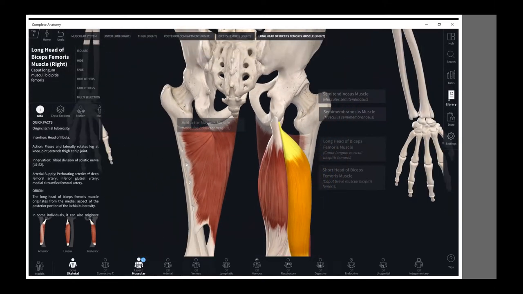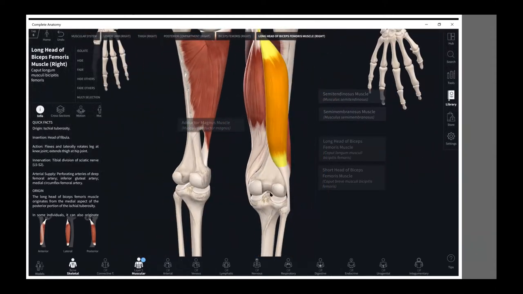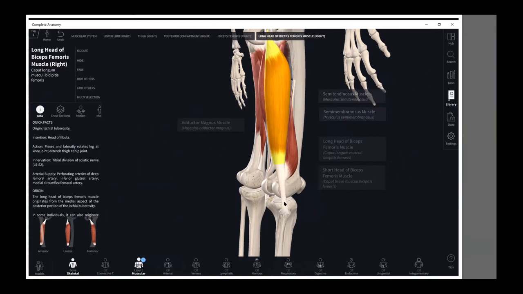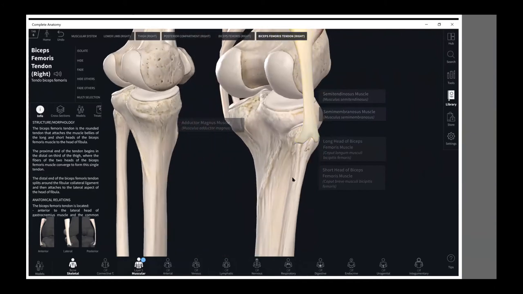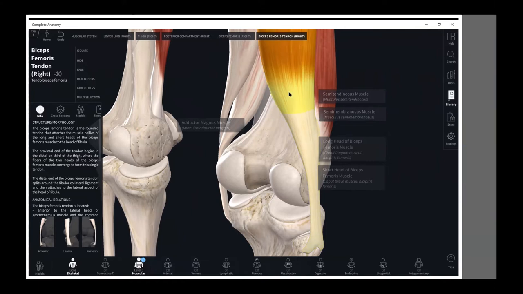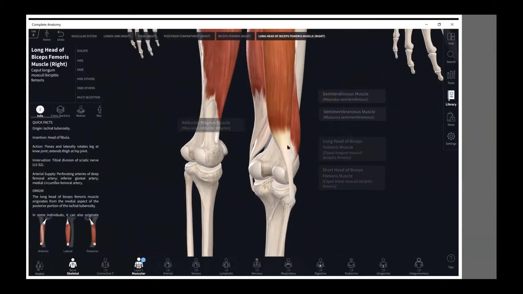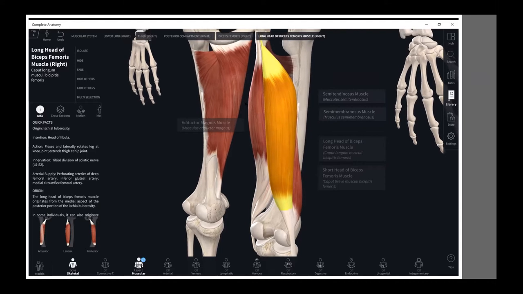Again, long head biceps, its insertion is into the head of the fibula. So I'll highlight that, and we can see its distal attachment, again, onto the head of the fibula. Its action is it flexes and laterally rotates the leg at the knee joint and extends the thigh at the hip joint. And innervation again, tibial division of the sciatic nerve, L5, S1, S2. Lastly, we'll look at adductor magnus.